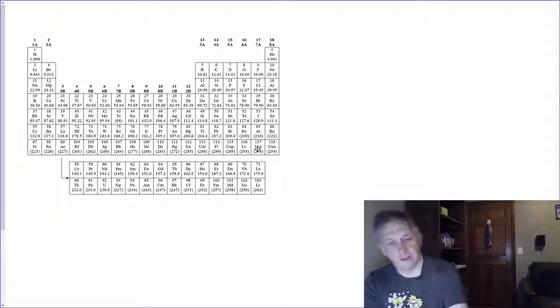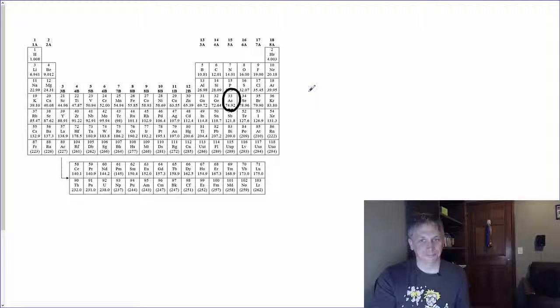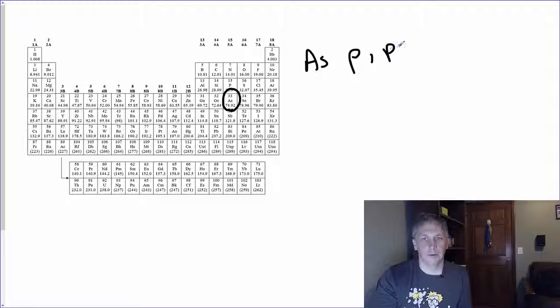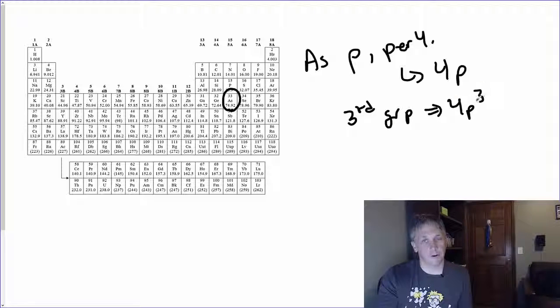All right, so 33 is arsenic. So arsenic is in the p block, and it's in period 4. So it should end in 4p. And if you count, it's in the 3rd group of the p block. So it should end in 4p3.